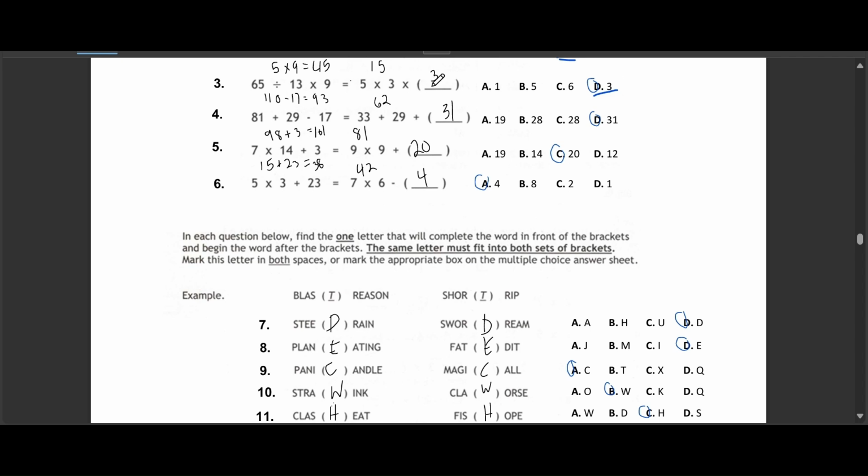15 times what equals 45? 15 times 3 equals 45. So the answer is D, 3.